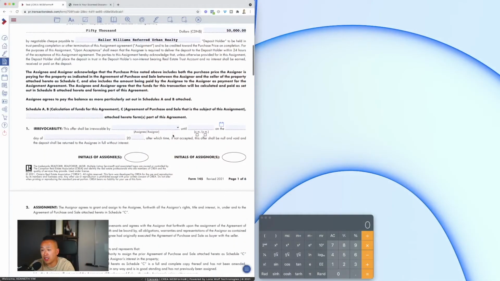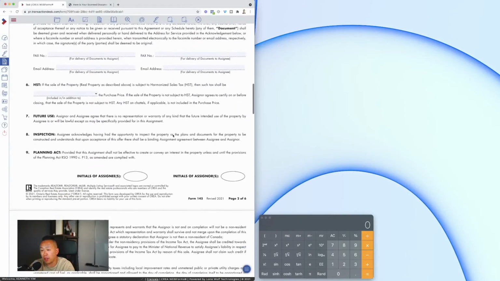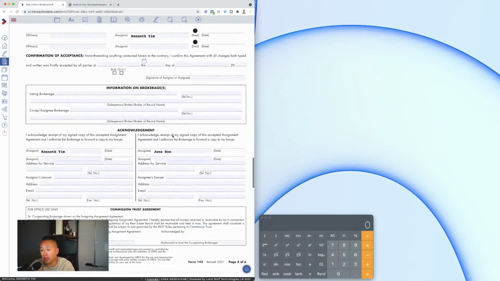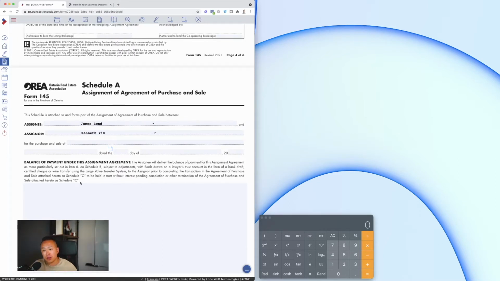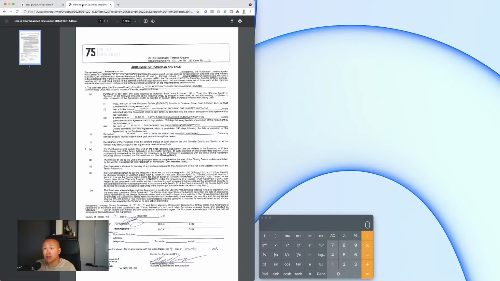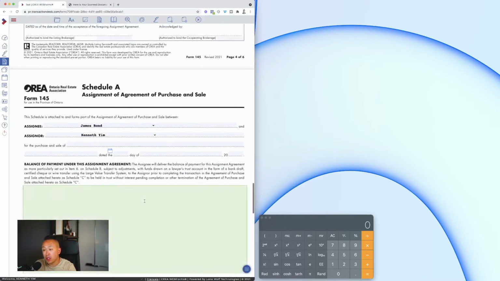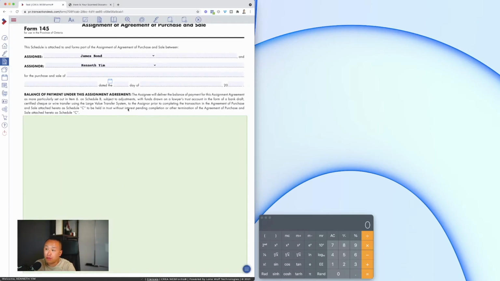So if you notice in here, there's no dates involved at all. It doesn't mention any dates of when the assignment will be closed. However, in Schedule A here, at the very bottom, it says at the top of it, that this assignment agreement, prior to the assignor, my apologies, let me start over. The assignee will deliver the balance of this payment to the assignor prior to completing this transaction of this agreement of purchase and sale as attached to Schedule C. So that's this guy here. To be held in trust without interest pending completion or the termination of the agreement of purchase and sale as attached to Schedule C. All right, so hopefully that makes sense.